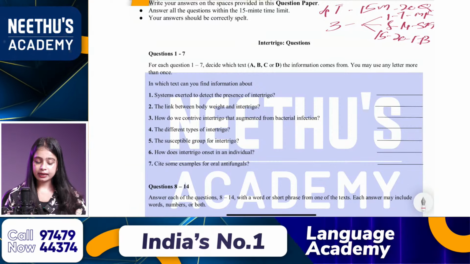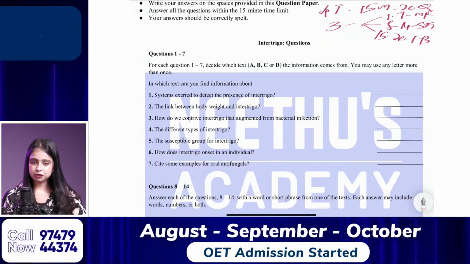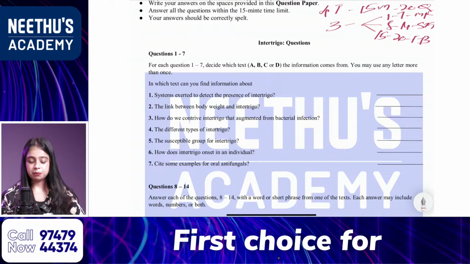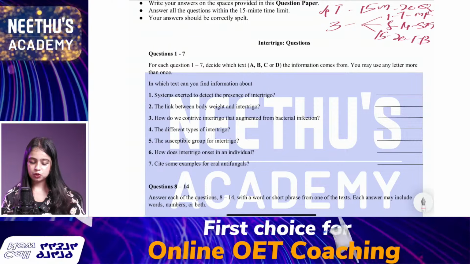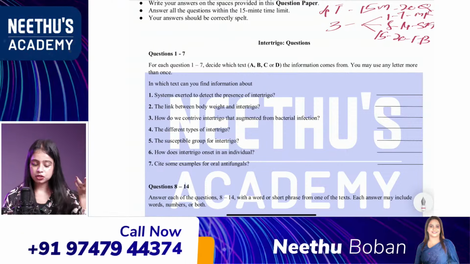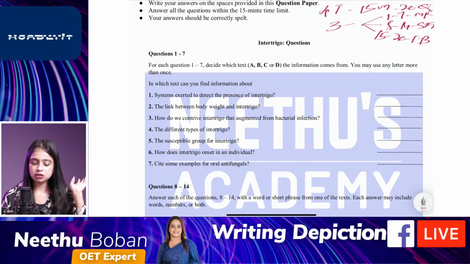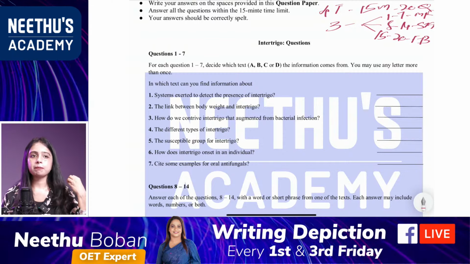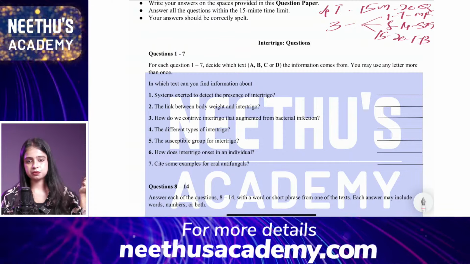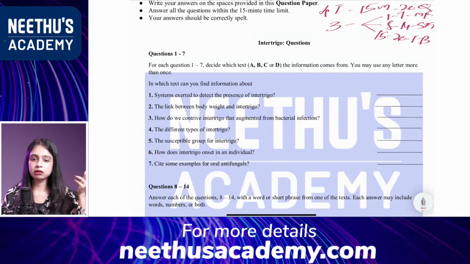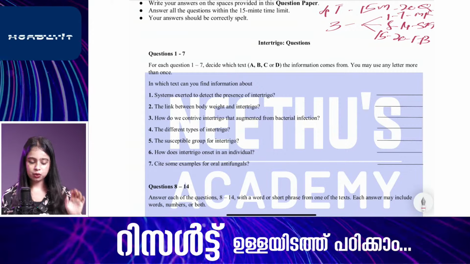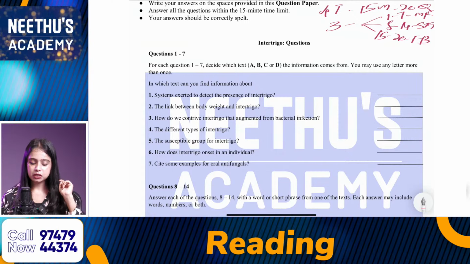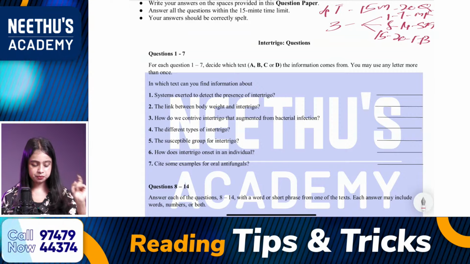Then, coming to the first set of questions. Number 1: systems exerted to detect the presence of intertrigo. Which means, what are the ways used or employed to identify the presence of intertrigo? What are the methods, what are the ways? Identification methods. Very simple. So any idea what the correct answer is? Let me know in the comment box. What is the correct answer for question number 1?